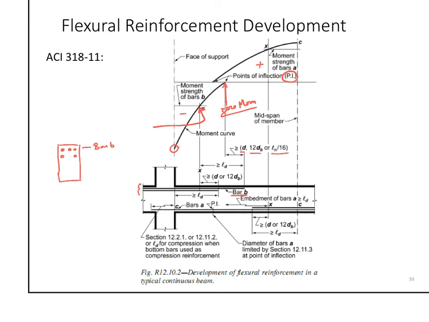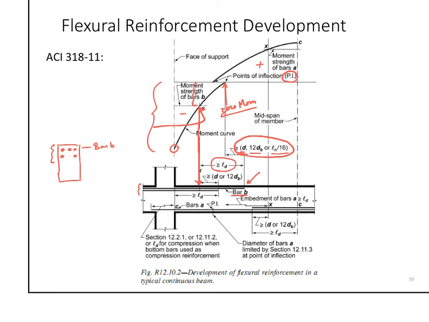Now that bar B capacity starts at where it is not needed anymore. So I don't need all 5 bars. All 5 bars were used to resist that big moment. Now only 3 bars will resist that small moment. Now from that location where I don't need all 5 bars, I only need 3 bars, my bar B should extend for more than Ld. And in this case, I compare those 3 numbers to that number, and whichever is bigger will dictate where the end of my bar B will be.